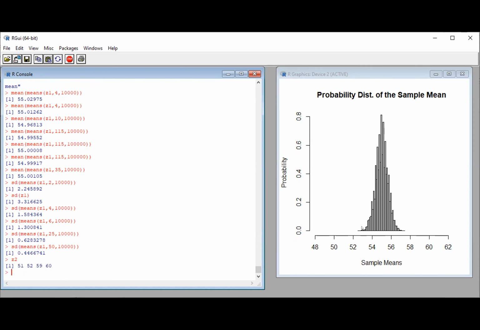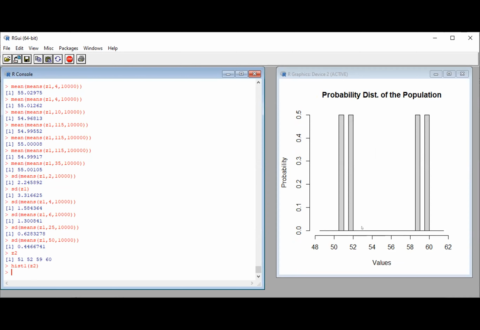So this distribution is not uniform. It has 2 peaks at 2 places, but the mean is still very close, 55.5, but they're distributed very differently.